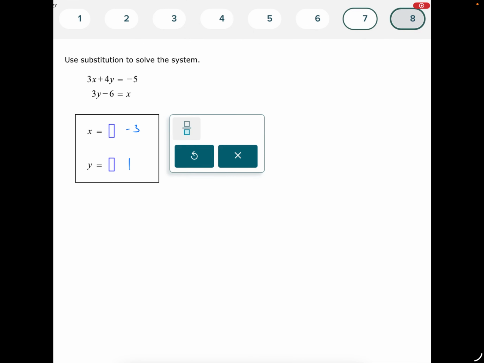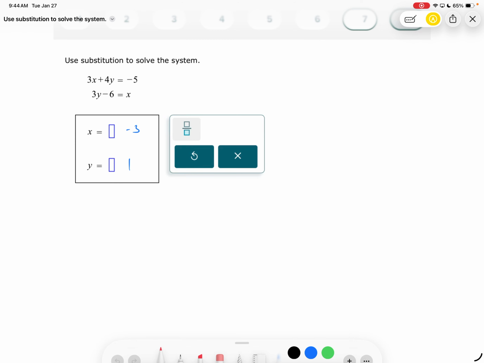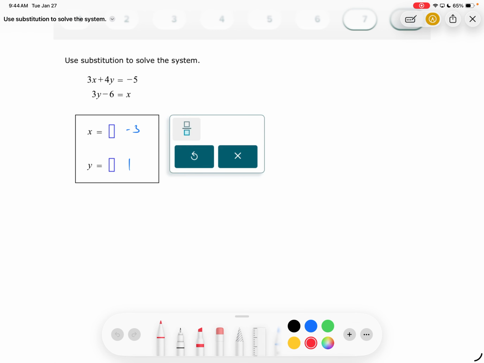All right, next one is getting into the algebra. These may be the hard section for you, or it might start getting harder here at number 7. Oh man, my answer's still there.